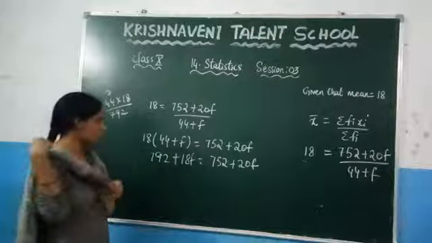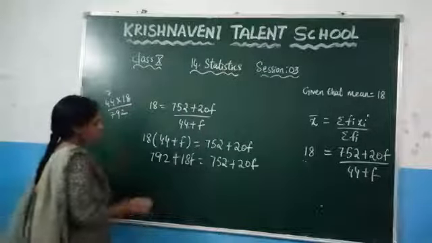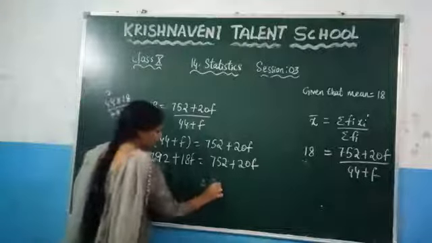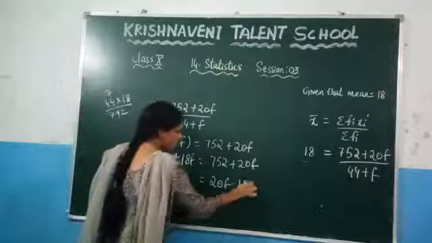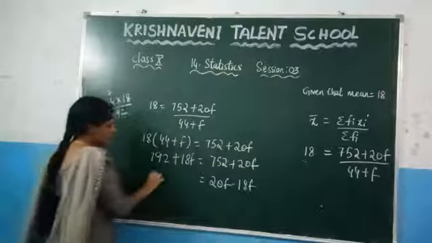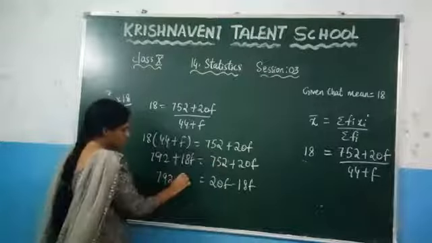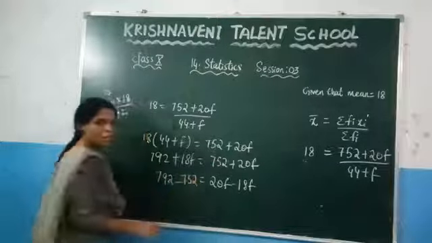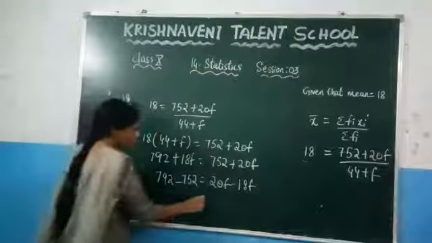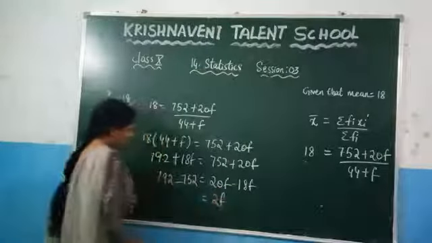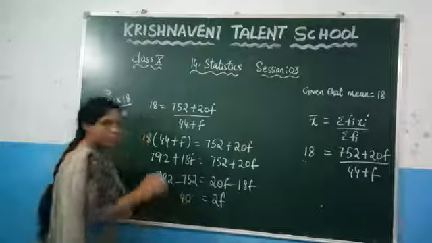Now here you need to write all the variables to one side and all the numbers to the other side. So write 20f here. If you take plus 18f to that side, it will become minus 18f. Similarly, what is the number left out? 792 minus, if you take this value to this side, it will become minus 752. Now, what is the value of 20f minus 18f, which gives you 2f? And what is the value of 792 minus 752, which is 40, right?